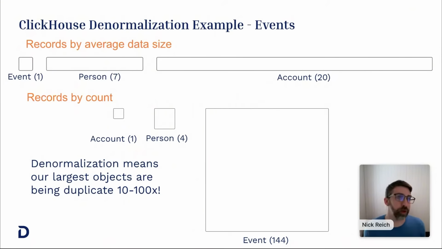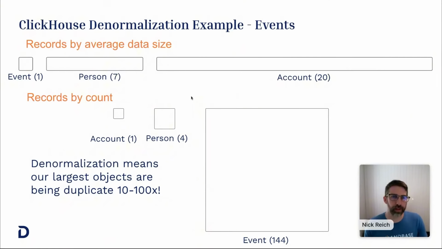In the normalized view, we have events. So these could be viewing a web page, downloading a white paper, or going to a webinar. People, self-explanatory. These are the people that these events are about. And then the account is that account-based marketing concept, that company that person belongs to. And so by data size, the events are very small. The people are fairly large, and the accounts are the largest objects per row.